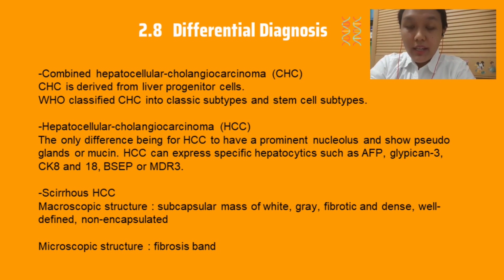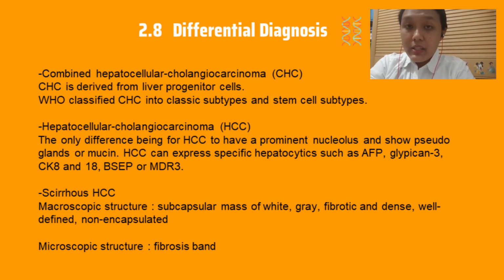The second is hepatocellular carcinoma. The structural form of HCC is a pseudoglandular pattern, while intrahepatic cholangiocarcinoma is a trabecular pattern. This is very difficult to differentiate, the only difference being for HCC to have a prominent nucleolus and show pseudoglands or mucin. The third is Kirchhoff's HCC.